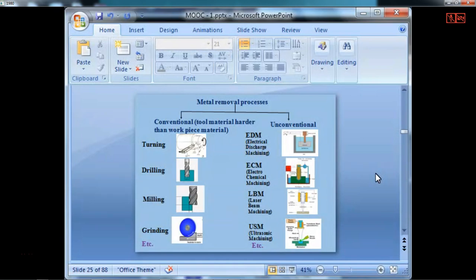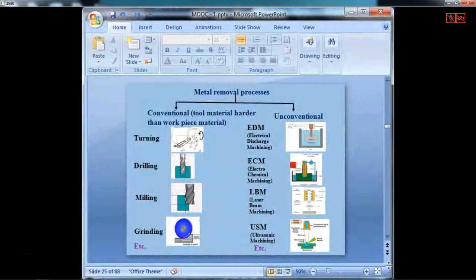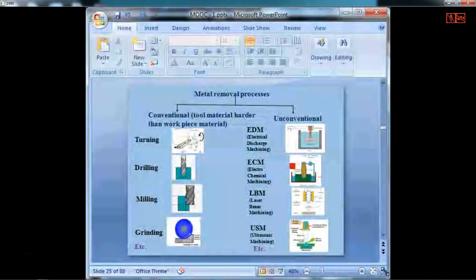Thus, nowadays, when we talk about advanced manufacturing processes, people prefer unconventional machining processes because we have a lot of materials which are very hard to machine, but they are required. For example, titanium and its alloys, which are used in jet engines, are very difficult to machine materials. Their melting points are around 2000 degrees centigrade. So when you want to machine them, it is very difficult.